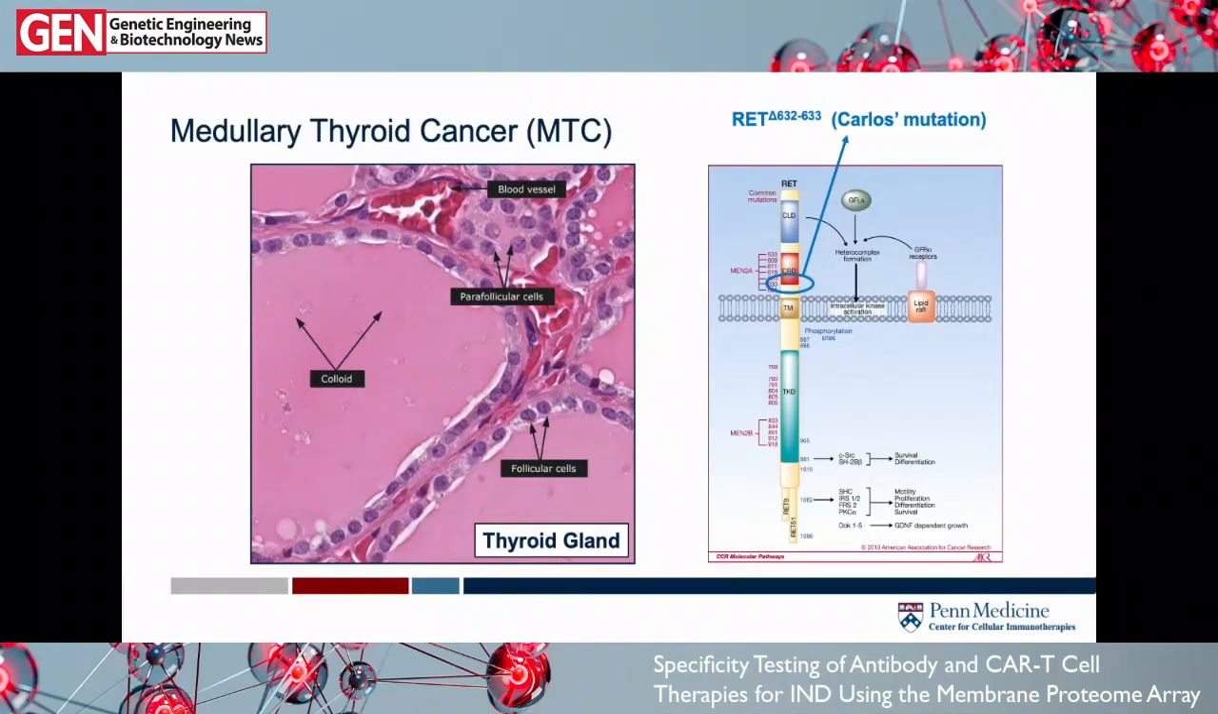MTC is usually caused by mutations in RET, and in Carlos's case, his disease was so aggressive because his RET mutation consisted of a deletion of 2 amino acids that caused covalent disulfide bonds to be formed between adjacent RET molecules, resulting in continuous expansion of the calcitonin-producing cells.